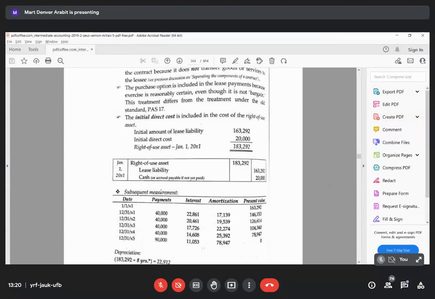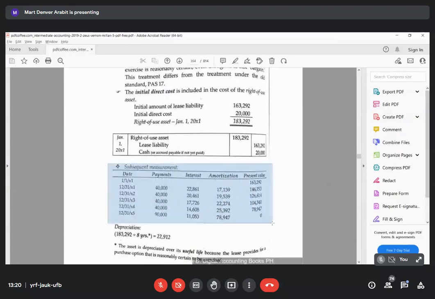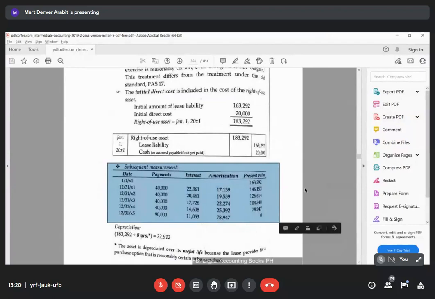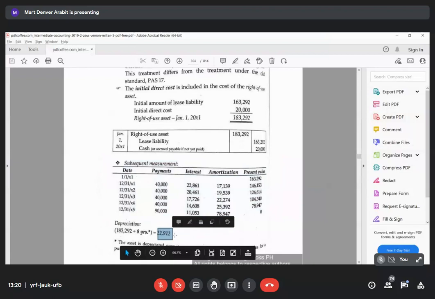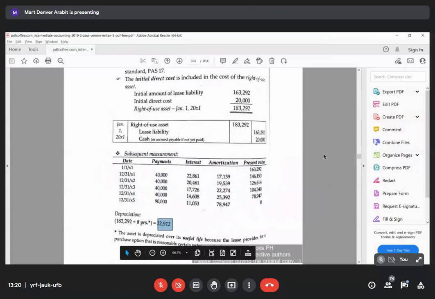Okay, so ito yung amortization table natin or the effective interest table. And depreciation is 22,912 per year for 8 years. Okay, so the asset is depreciated over its useful life since there is a purchase option which is reasonably certain to be exercised.